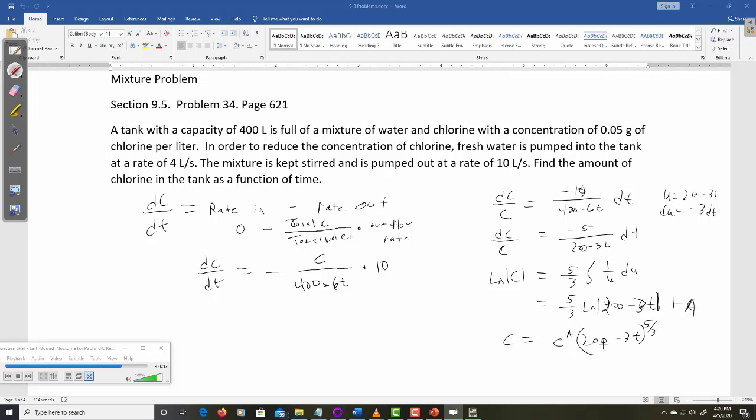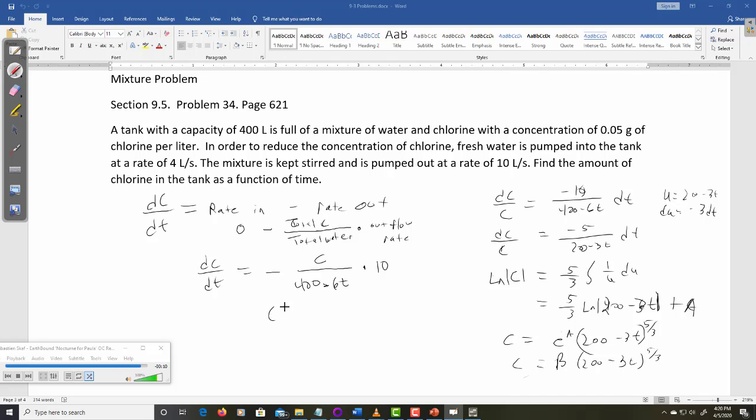I can really ignore the plus or minus, since you do have to have a positive amount of chlorine. You're not going to have a negative amount. So it's just this constant times that. So we'll call that B. Thing is, we can find that because we know the initial concentration.